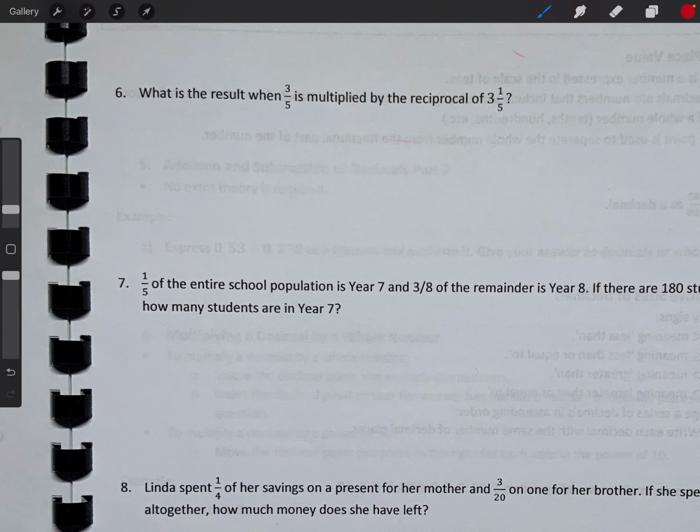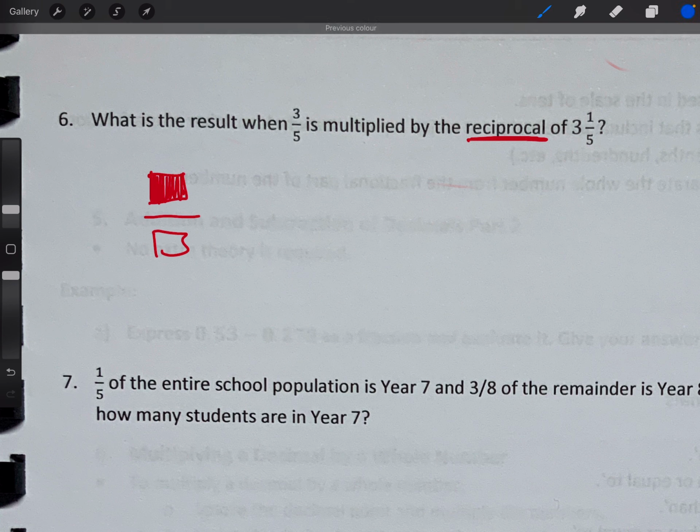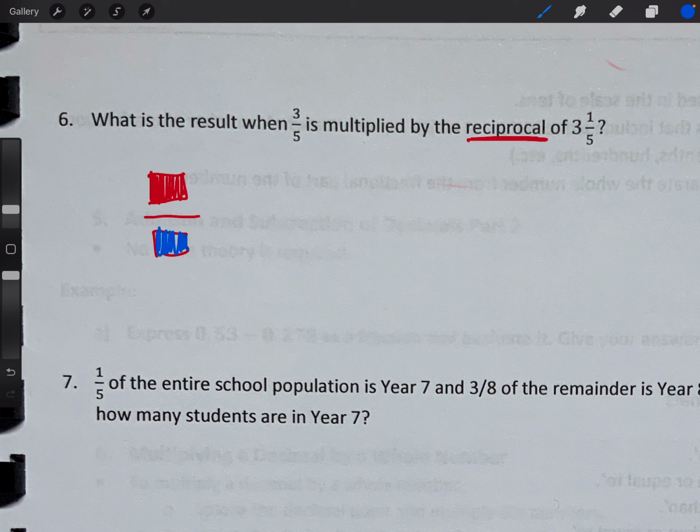Okay, question 6. What is the result when 3/5 is multiplied by the reciprocal of... Now reciprocal means flip something upside down. Okay, to flip something upside down, you must have a top and a bottom. So let's color this in red and color this in blue. So, reciprocal. When you do reciprocal, you flip upside down. So now the red is at the bottom and the blue is at the top. Okay, that's what reciprocal means.